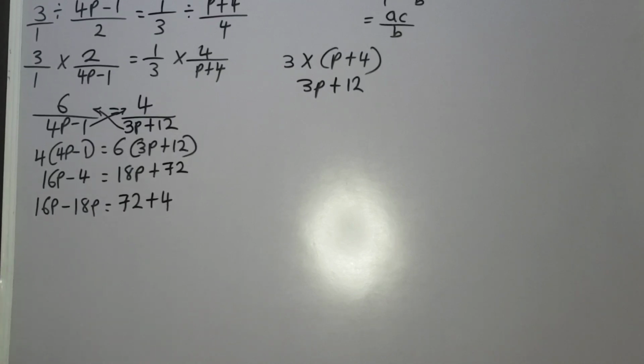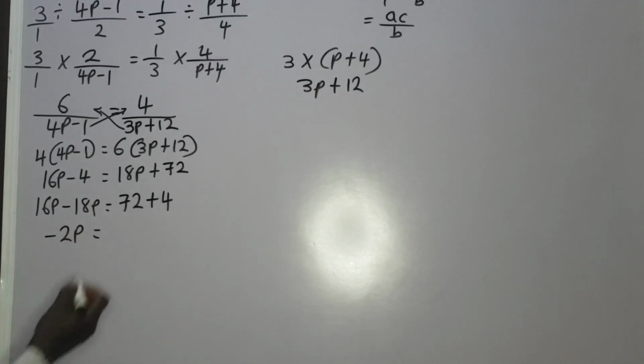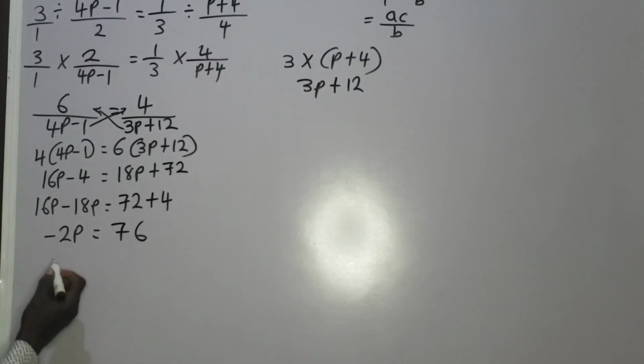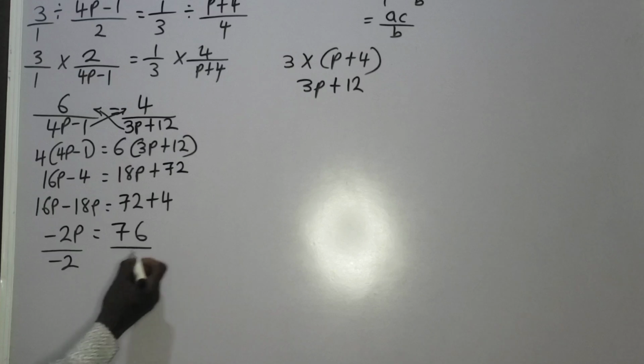That will be what? Negative 2P. Okay, so for this I'm going to have negative 2P is equals to 72 plus 4. That will be what? 76. Divide both sides by negative 2 because we are looking for P. We are looking for the value of P. So for this I'm going to have this over negative 2 and this over negative 2.